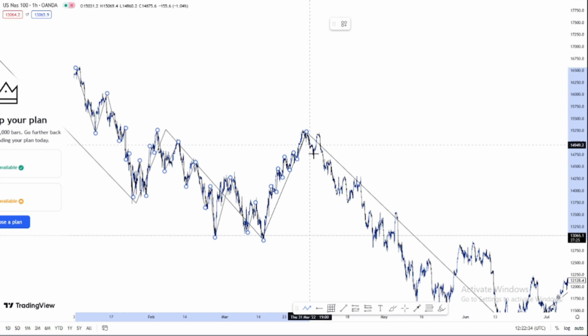That's pretty much it. This was the last low that was printed, right? Came back, changed character, started pushing to the downside. Series of lower lows and lower highs. So this is internal structure. And then the first one that we drew, it was an external structure. So that's pretty much it.